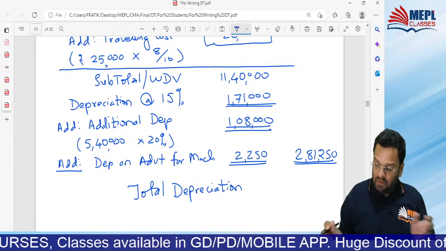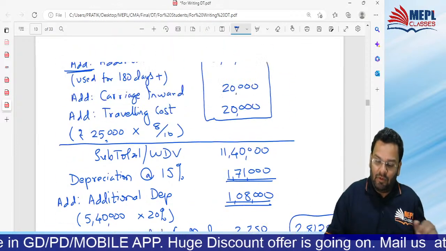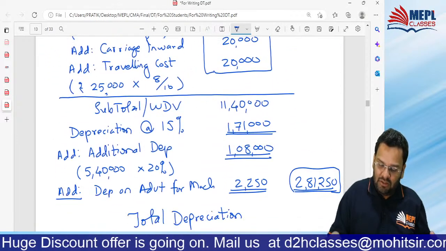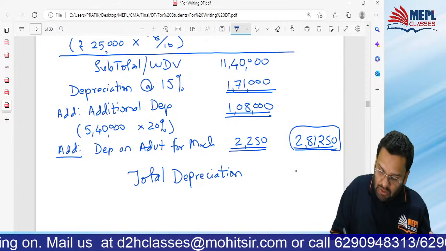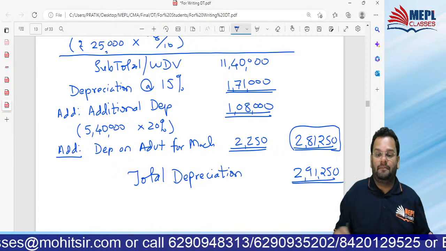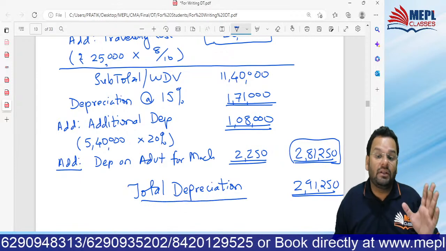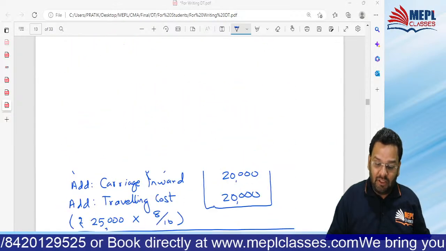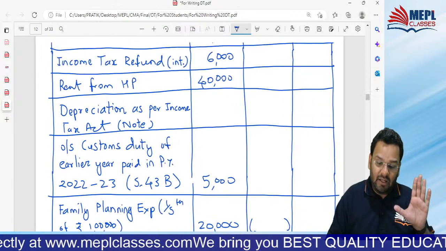Your total depreciation will be that on furniture plus on machine. On furniture it is 10,000 and on machine it is 2,81,250. So total will be 2,91,250. This way, guys, each and every question, each and every issue is going to be done in depth in the batch.